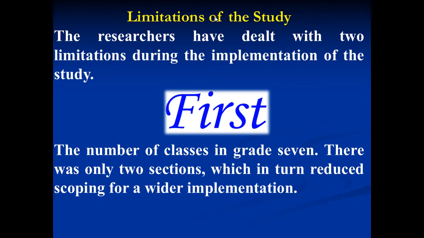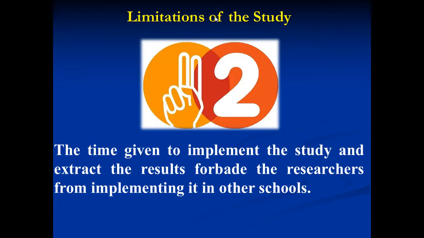Limitations of the study: the researcher dealt with two limitations during the implementation of the study. First, the number of classes in grade 7. There were only 2 sections, which in turn reduced the scope of a wider implementation. Second, the time given to implement the study and extract the results forbade the researcher from implementing it in other schools.